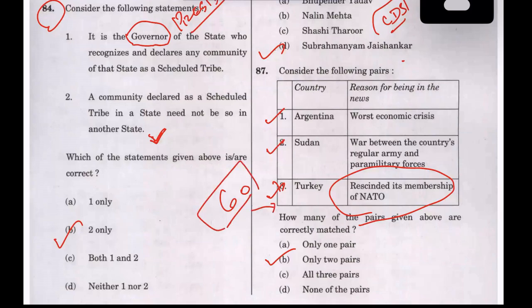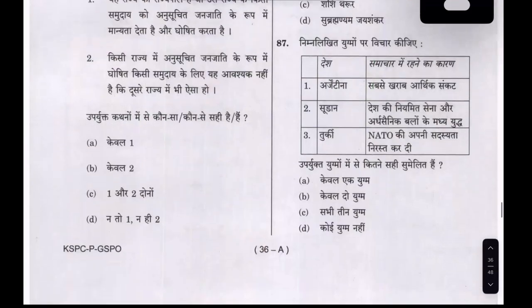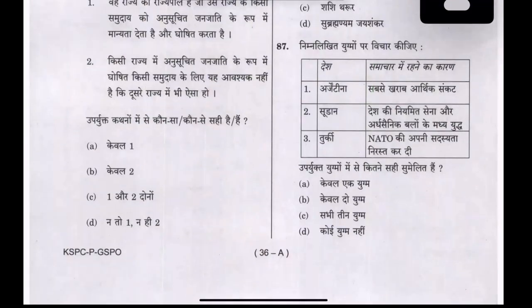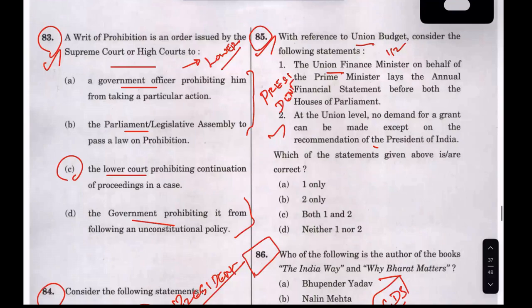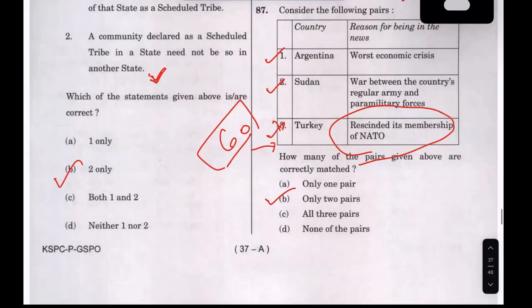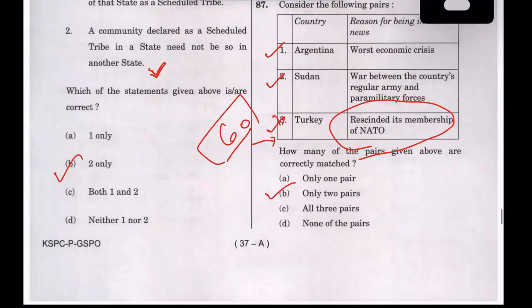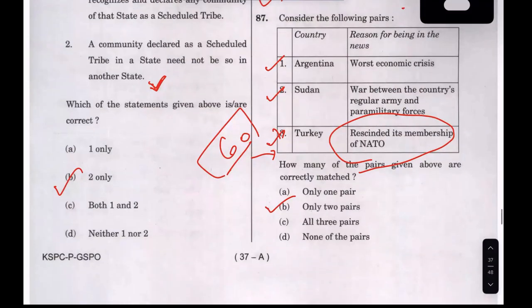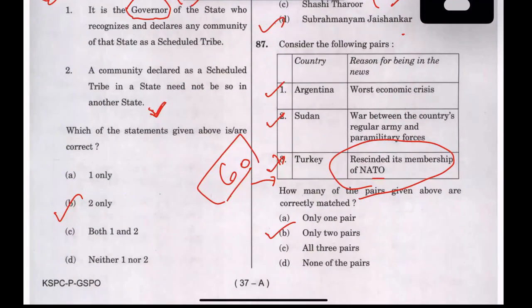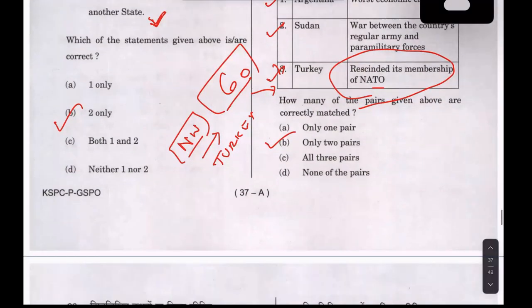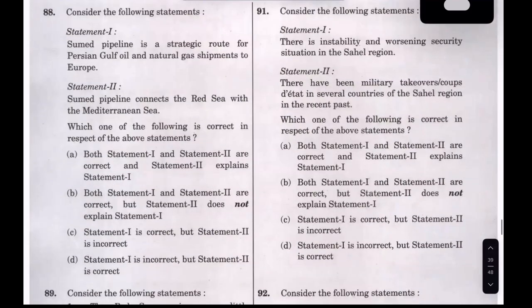Logical. See, rescinding means, in Hindi, what they have given is NATO ki apni sadasya nirast kar di. Nirast means, I think, stopped. But it's not possible, right? Sorry, not possible means it can be done. I'm saying the issue with NATO was that Turkey was preventing one of the Northwest European countries, Norway, Sweden, Denmark, one of them, that wanted to become a member of NATO. That was the issue which came up, and hence I knew about it.